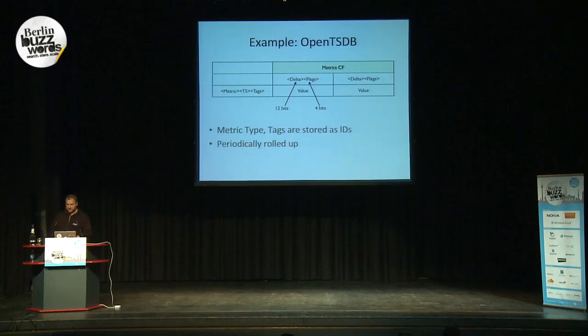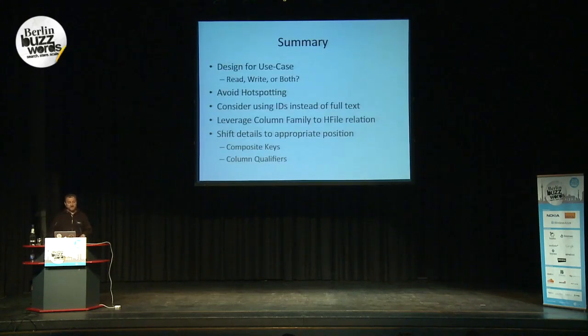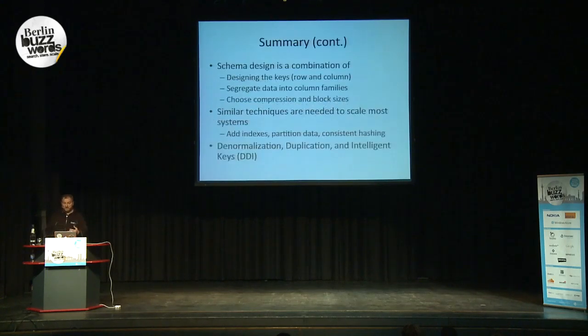And as I said, I can't go into much more detail. Summing this up: design for either read, write, or both. Avoid hotspotting by getting the wrong keys, sending all of the messages to the same region, and therefore the same region server. Consider IDs as opposed to full text. Use column families to separate files, so that you have better performance when you search or scan the table. Shift information within each key value, moving it into the row key to have faster access. Use composite keys on the column qualifiers.